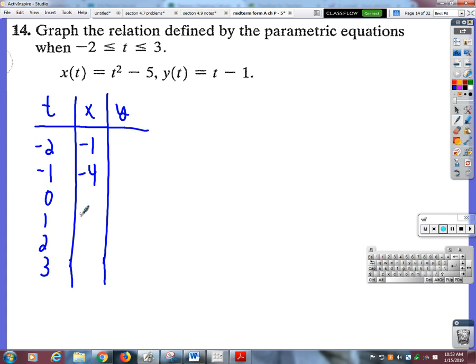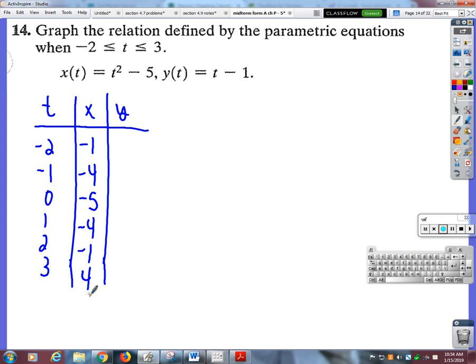So, Emma, what do you get when you plug in 0? Okay? What do you get when you plug in 1? What do you get when you plug in 2? Negative what? Nope. If I plug in 2, 2 squared is 4. 4 minus 5 is -1. And what do you get when you plug in 3? Plain old 4. 3 squared is 9. 9 minus 5 is 4.